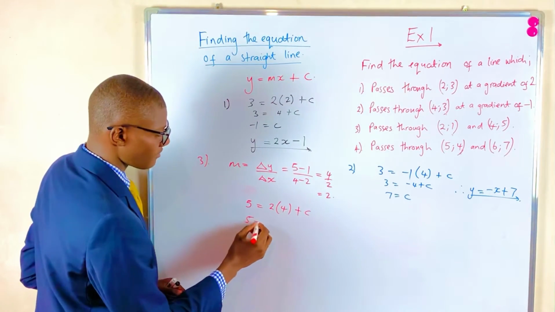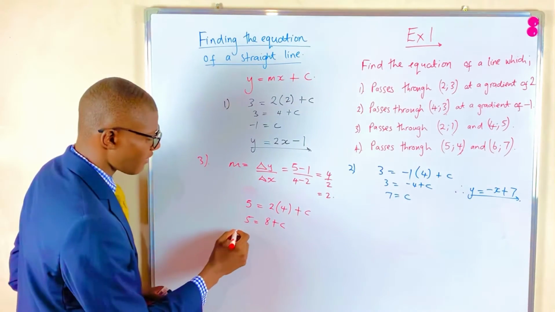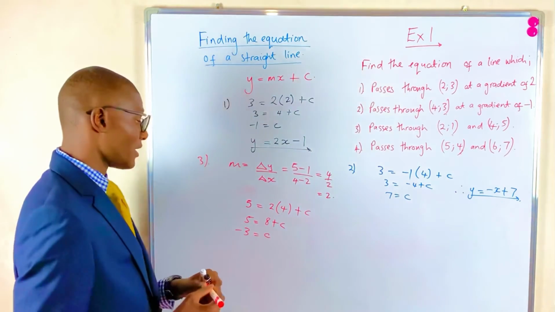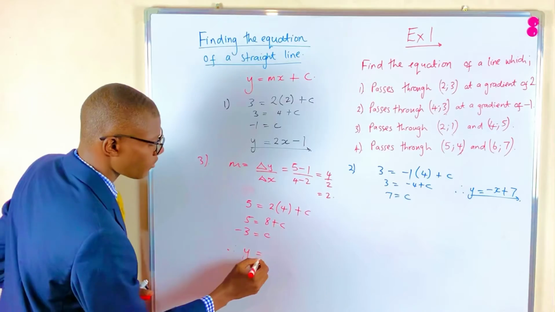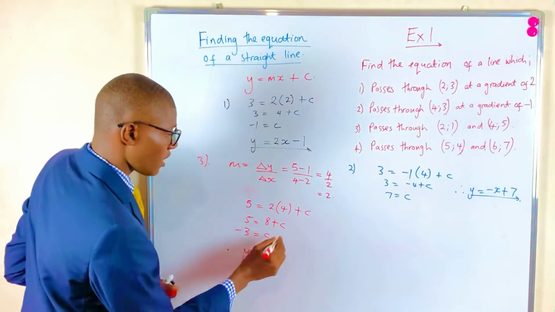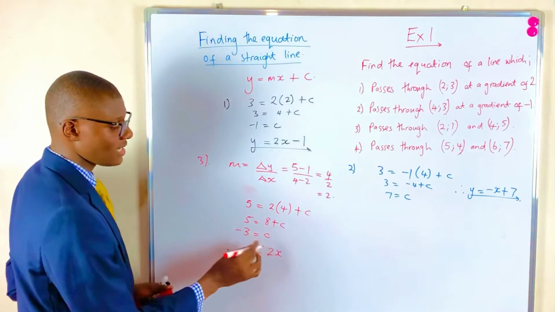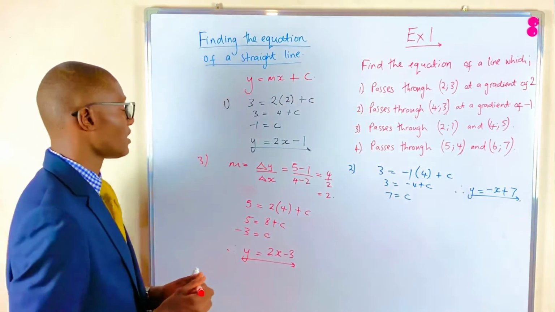Such that 5 is equal to 8 plus c. And taking 8 to the left hand side, 5 minus 8 is equal to minus 3. c is equal to minus 3. So therefore, the equation will be y is equal to mx plus c, where m we calculated as 2, and c is minus 3. There we have it. So that's the equation that we need.